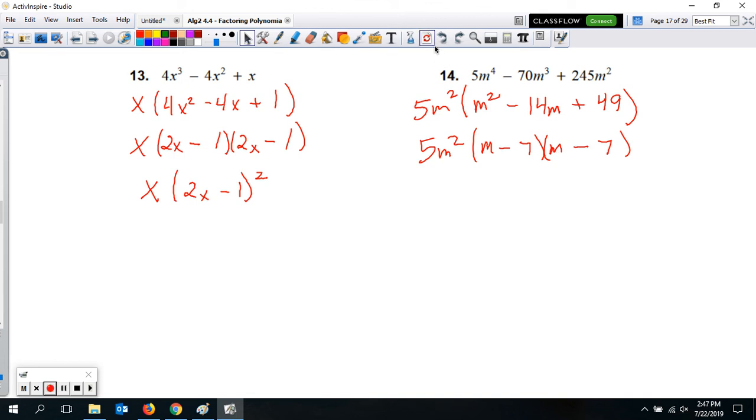So the best way to write it will be just with an m minus 7 squared. So your 5m squared outside here, m minus 7 squared here. And really, you could bypass this step if you recognize, oh, I can just go straight to a binomial squared. 7 times 7, 7 plus 7, and it's always going to be the minus sign here.